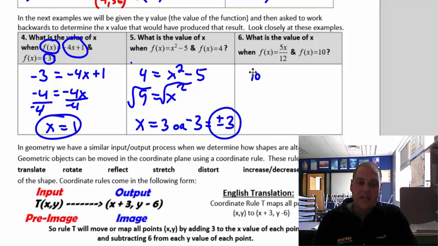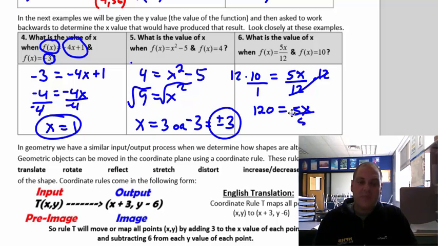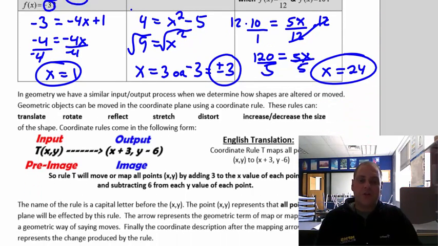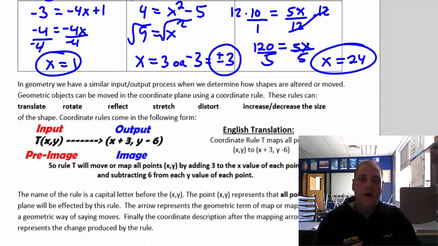Last one, 10 equals 5x over 12. Solve for x. I put the 10 over 1, and then I multiply both sides by 12 to solve this equation. Okay, that's something you should have done last year. 120 equals 5x, and then divide by 5. And that's going to give us 24. So x is going to equal 24 for that one right there. Okay, so now that's the review of function notation from Algebra 1.